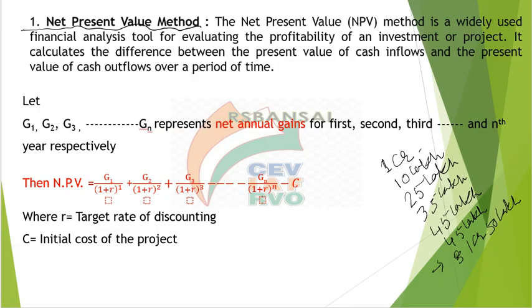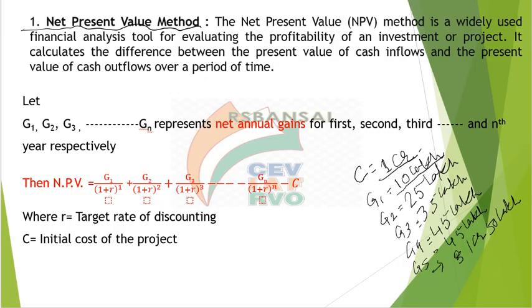So what do we do here? This is your initial investment. This is called initial investment. We denote it with C, and the return at the end of the first year is denoted by G1. At the end of the second year it is denoted by G2, then G3, G4, G5. These are the things which you will receive.